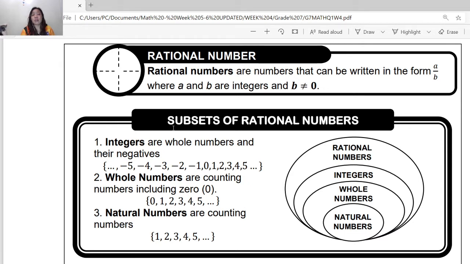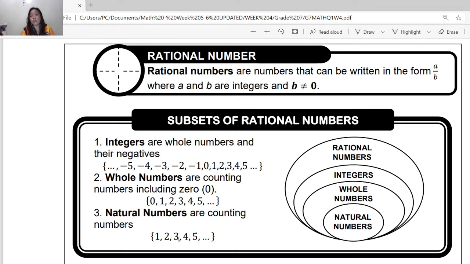Then we have subsets of rational numbers. Subsets of rational numbers are integers, whole numbers, and natural numbers. From here, as you can see, natural numbers belong to the set of whole numbers, which belongs to the set of integers, and the set of integers belongs to the rational numbers.